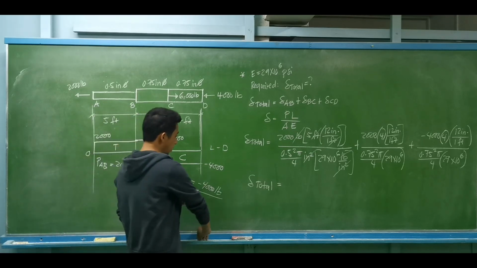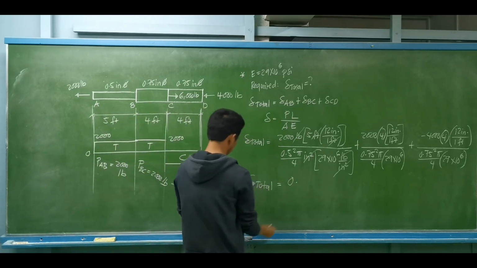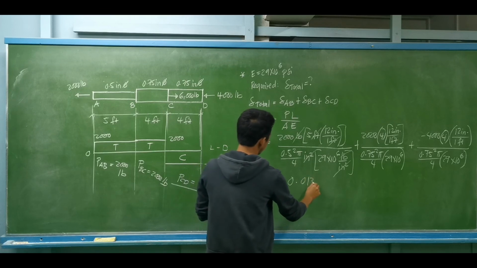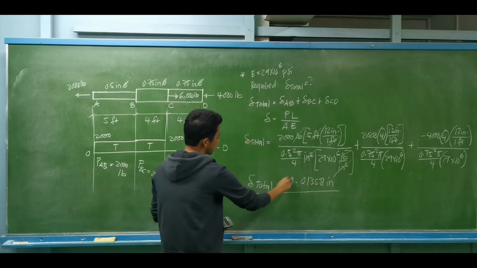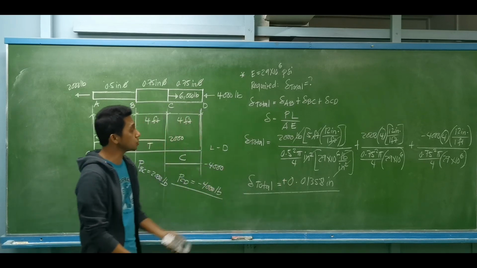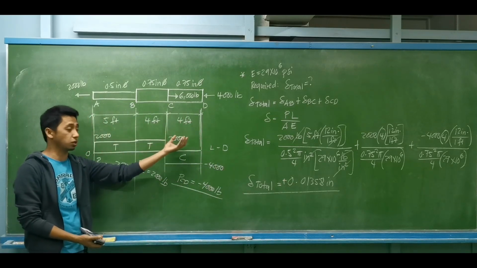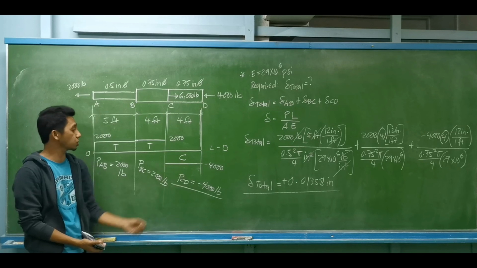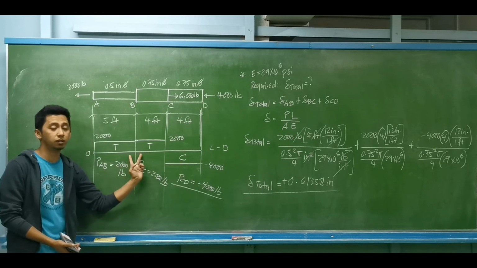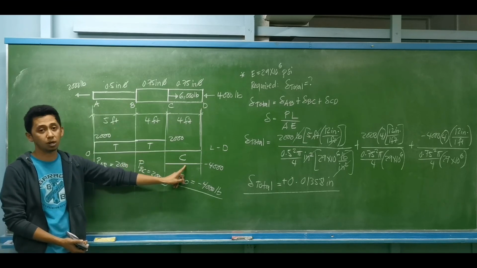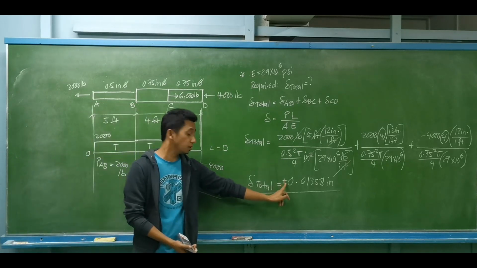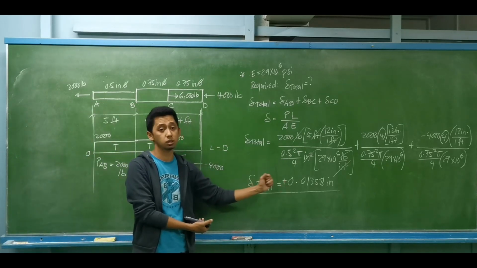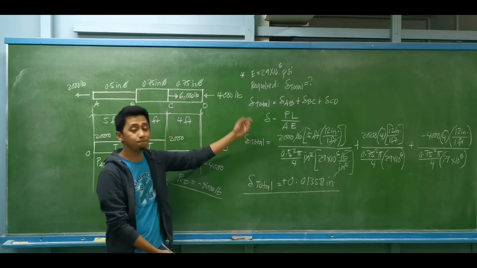So the deformation is now equal to 0.01358 inch. As you can see, this is positive, which means we have more elongation compared to the compression. Two segments are under tension and one segment is under compression. So the positive sign means this is elongation. This will be our solution.